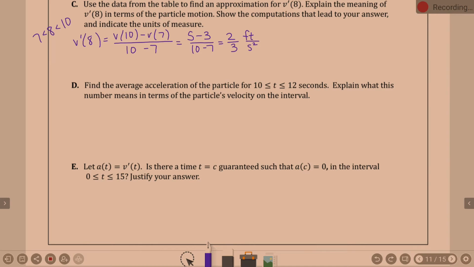Okay. Let's see. We got our answer. We have our units. Explain the meaning in terms of particle motion. And we showed the computations. And we indicated the units. So, what is happening here? Just increasing by 2/3 of a foot per second squared. What is increasing? You said it. The velocity. Okay, so a positive derivative of velocity, so a positive acceleration, means that the velocity is increasing.